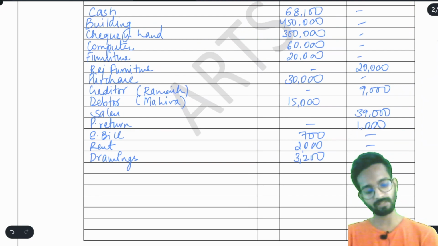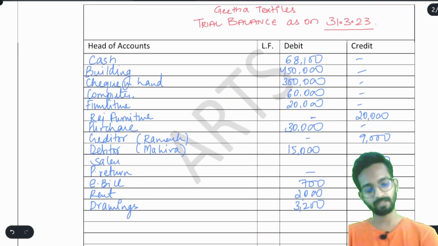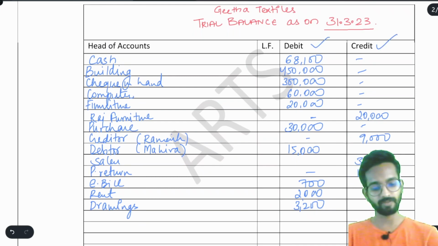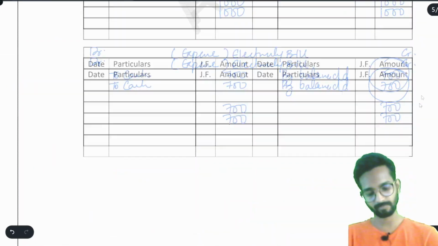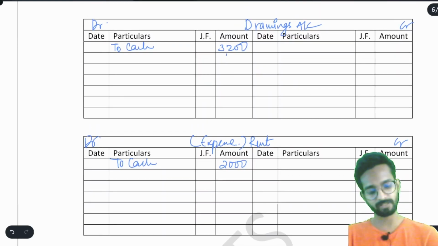Now you will say, sir, but the account is not tallying. You said trial balance, debit and credit. See, in trial balance, debit and credit, both sides must be tallying. We have to prepare one more ledger account, which is very, very important. First, we'll close our drawings and rent.